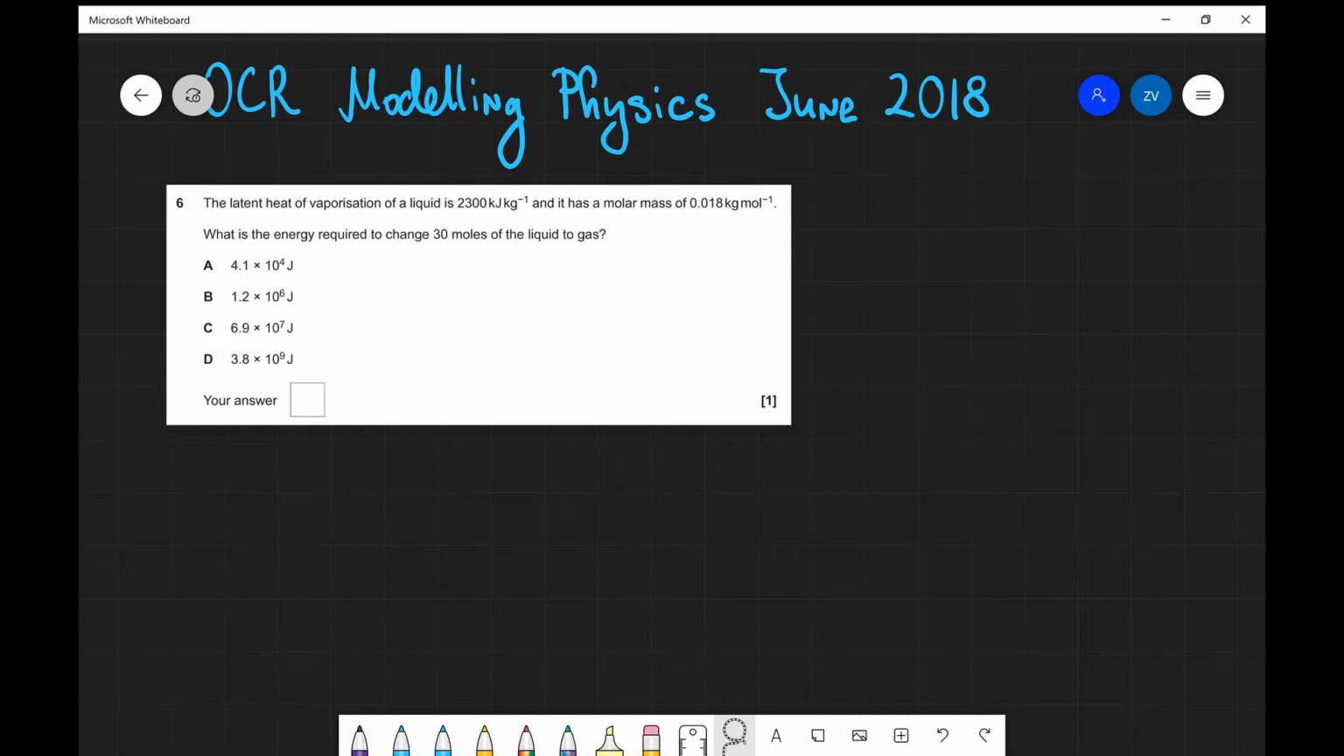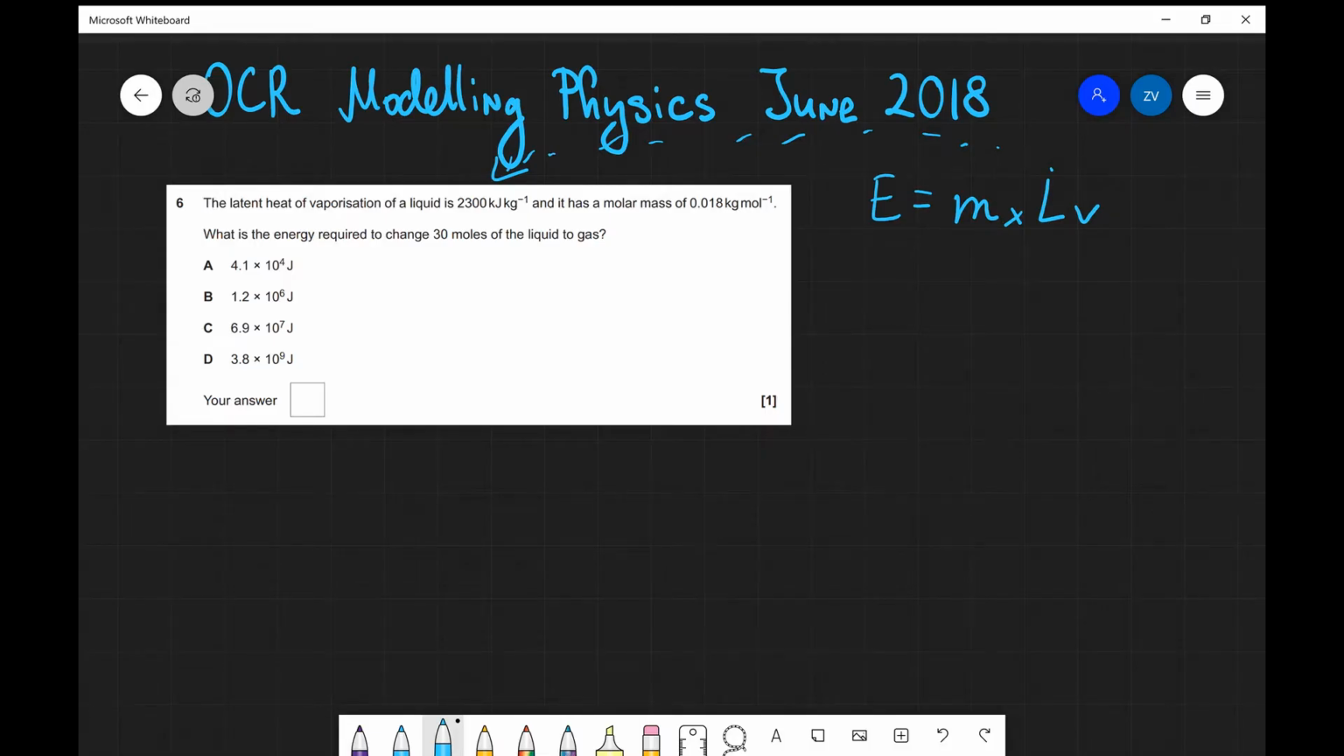Question number 6. The latent heat of vaporization of a liquid is 2,300 kilojoules and it has a molar mass of 0.018 kilograms per mole. What is the energy required to change 30 moles of the liquid to a gas? Well, the formula for the specific latent heat is that energy is equal to the mass multiplied by the specific latent heat of vaporization. The specific latent heat is given in the question, so all we need to figure out is what mass we're dealing with, and we are in business.